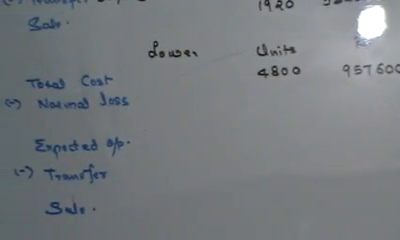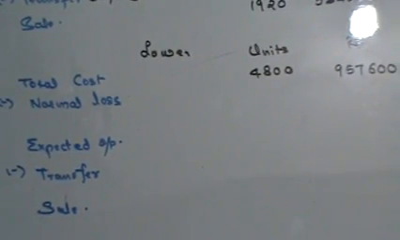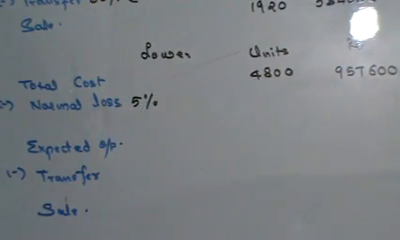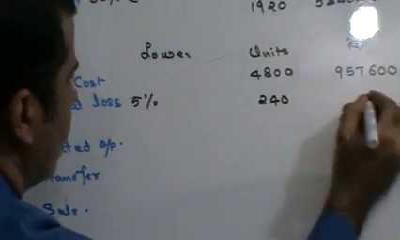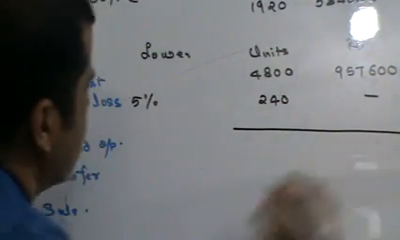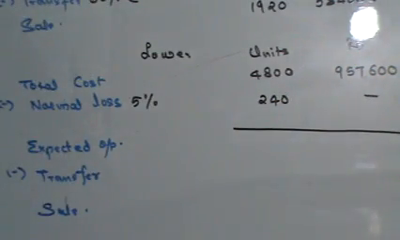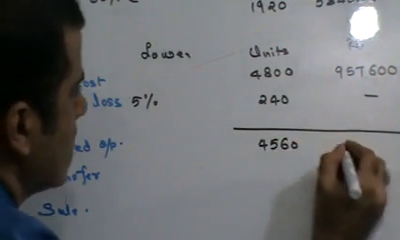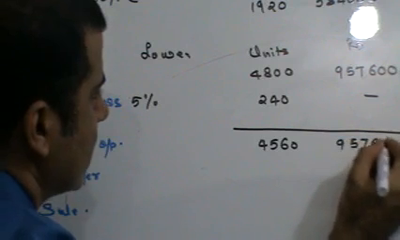9,57,600. Normal loss is given to you as 5%. 5% of 4,800 will be 240. It has no realizable value. Subtract this. So when you subtract this, it will be 4,560 and 9,57,600.